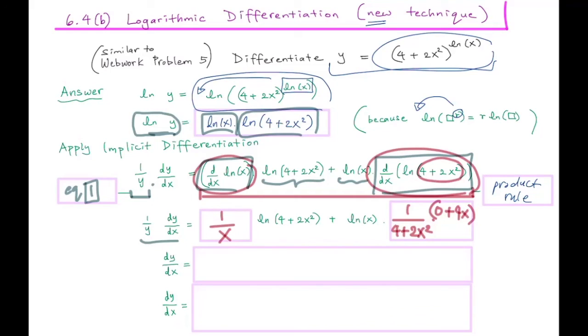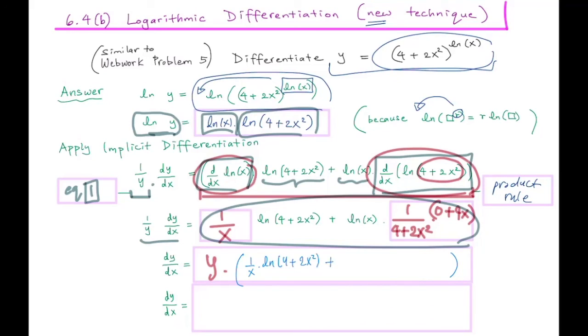And now I will multiply both sides by y. So I have y times this whole thing. That whole thing is 1 over x times the natural log of 4 plus 2x squared, plus the natural log of x times 4x divided by 4 plus 2x squared.